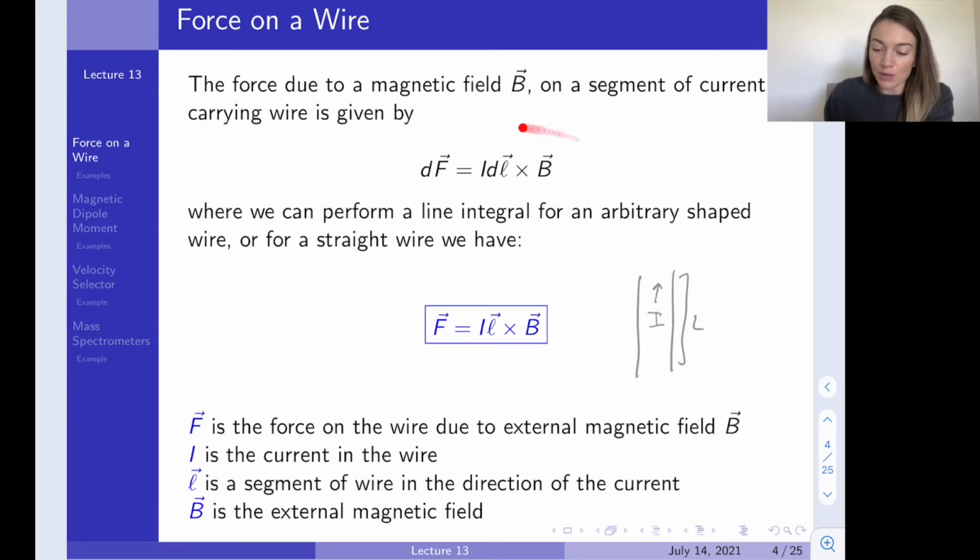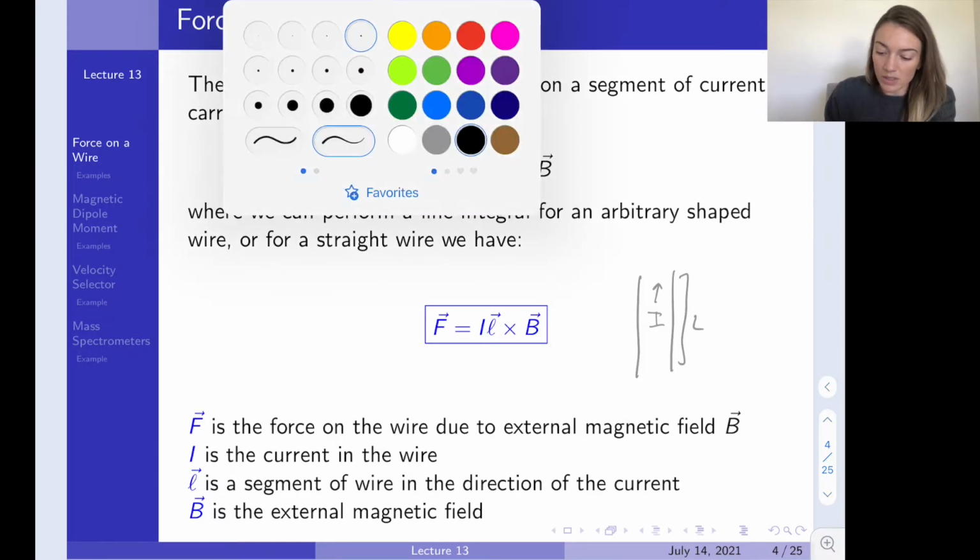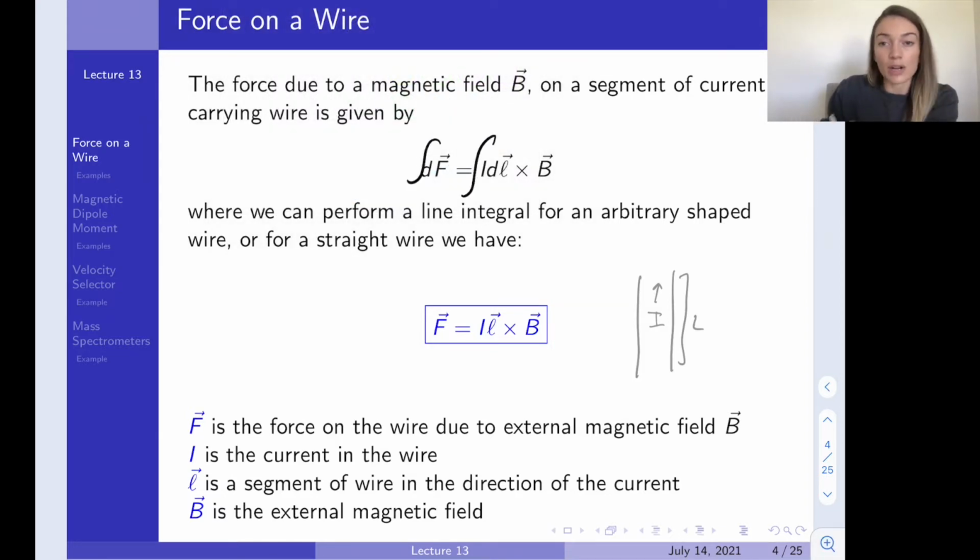We can rewrite the force as an integral. So we can write this differential element here. And then if we want to find the total force, we would simply integrate over that wire to find the total force. And we will do a problem where we do integrate so you can see how that works. Okay, so this is the force on a current carrying wire from an external magnetic field.